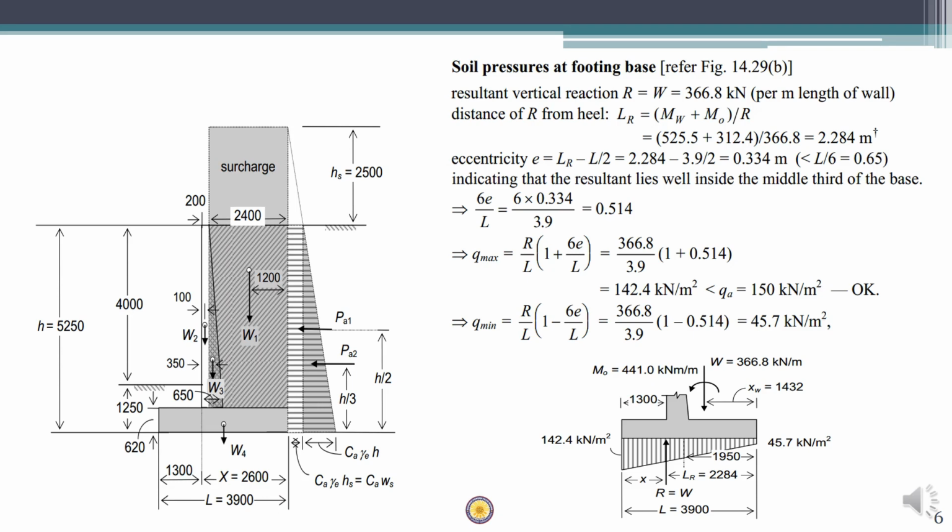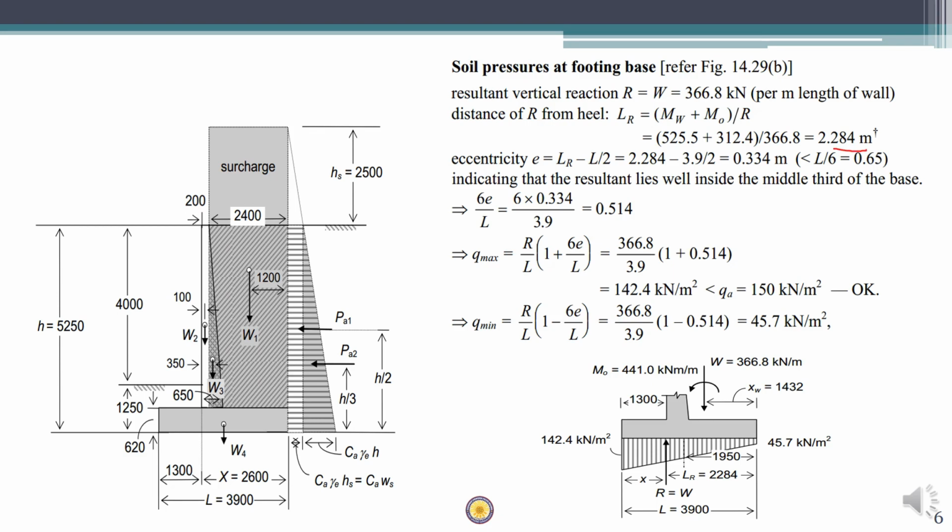If we take the moment about the heel, both MO, which is the moment due to active pressure, and MR, which was the moment due to W, are anti-clockwise, and the moment due to R will be clockwise. If we equate the moment at the heel to 0, we get MW plus MO is equal to LR into R. So the value of LR is going to be 2.284.